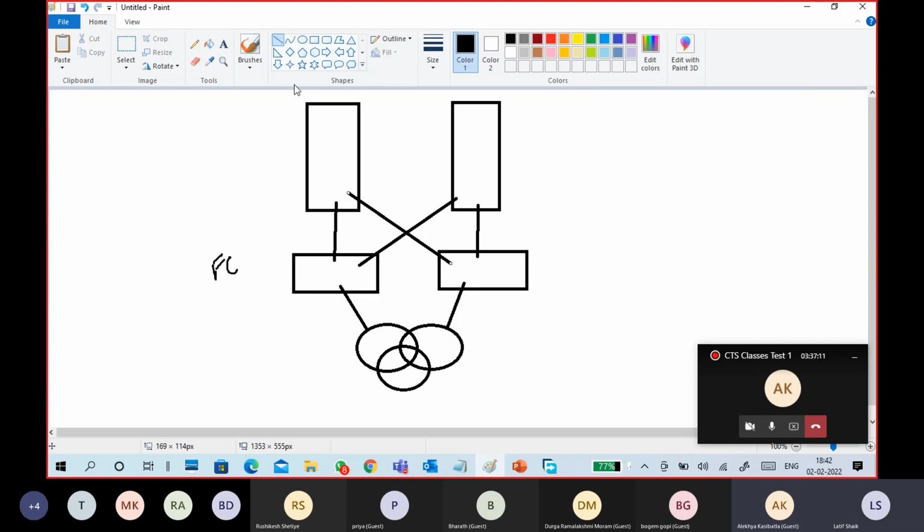So what is the advantage of connecting like this? In case this switch is down, no problem. We can access like this. For example, if this connection is down, no problem. You can access like this.